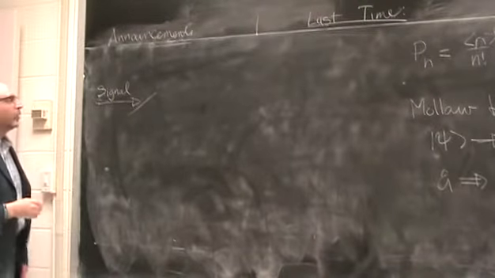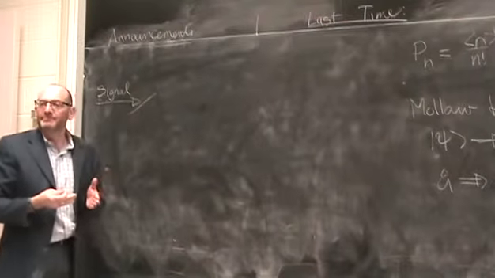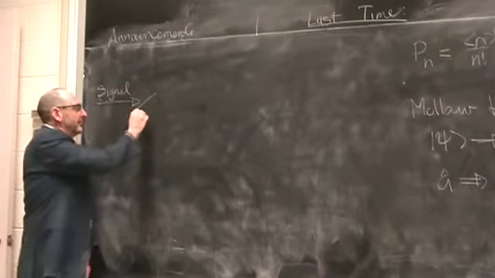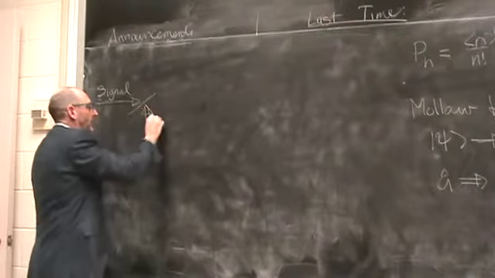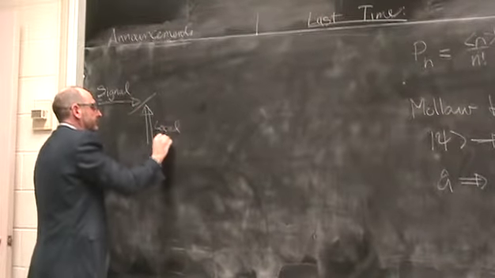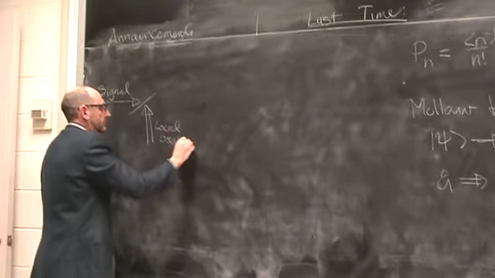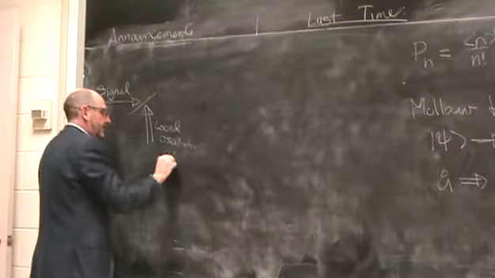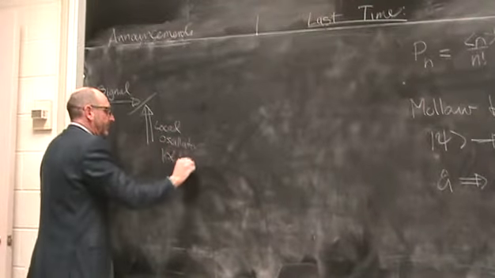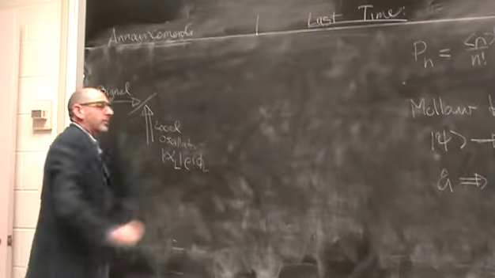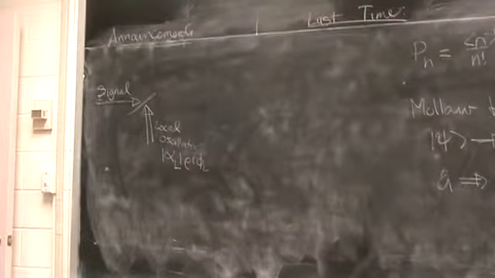And what you do is you mix it, you beat it together on a beam splitter with what's called the local oscillator, which is a complex amplitude with some magnitude and phase.